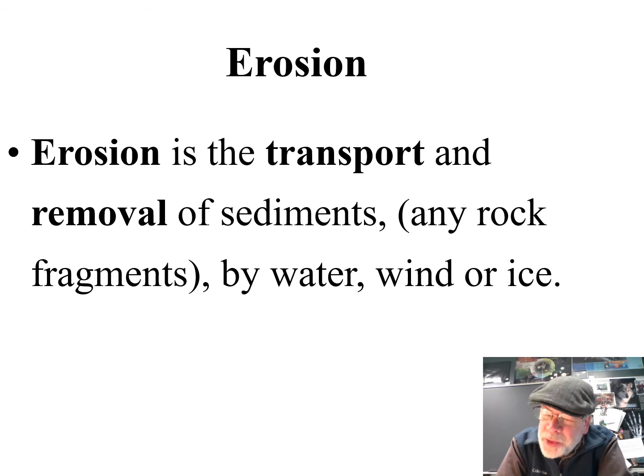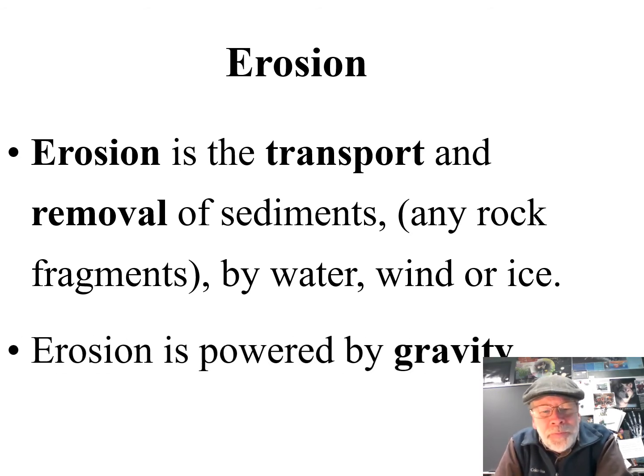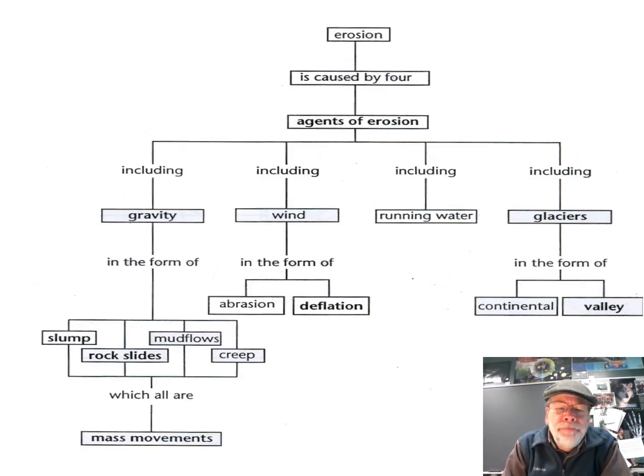So erosion is the transport and removal of sediments, any rock fragments, by water, wind, or ice. Those are the major agents of erosion, those things that do the hard work of erosion. All of it is basically powered by gravity. If you have a landslide, that would be gravity alone, but water is being pulled downhill by gravity. Wind, fundamentally, is really powered by gravity, because of the density differences that cause it. And ice, of course, is pulled downhill just like water is.